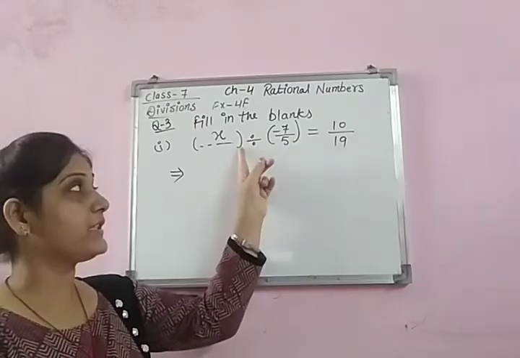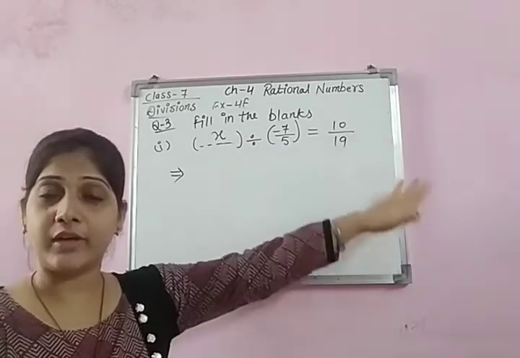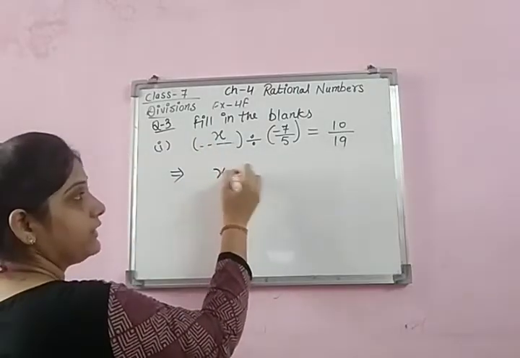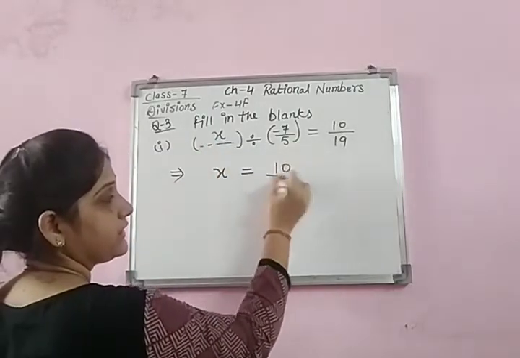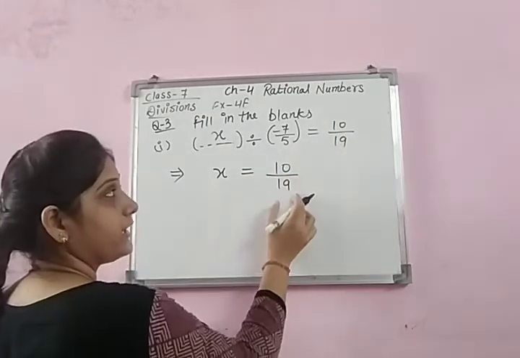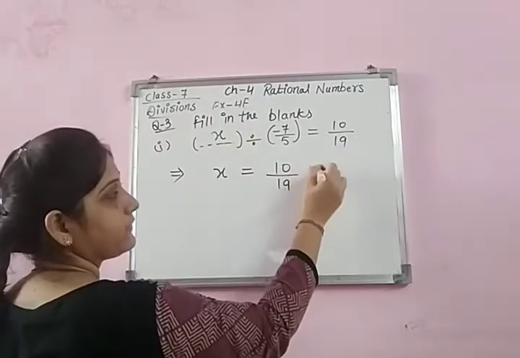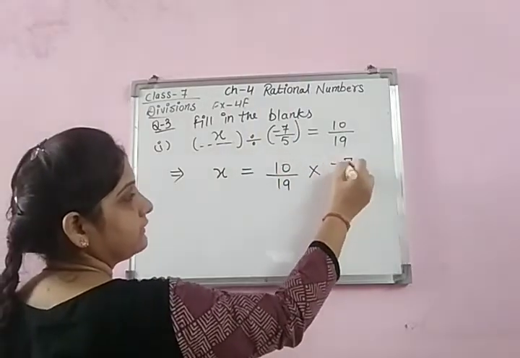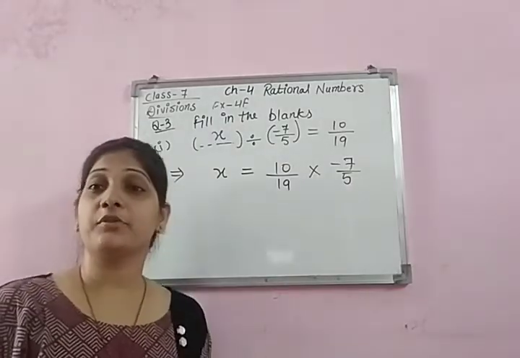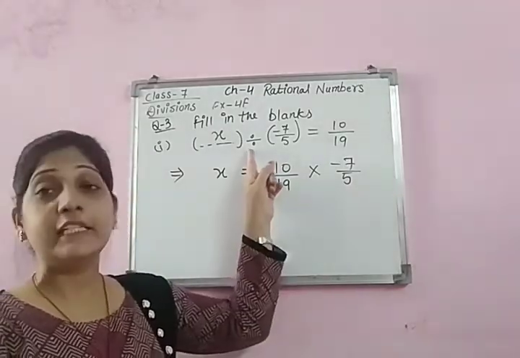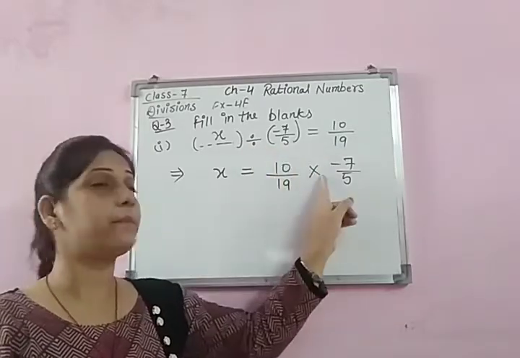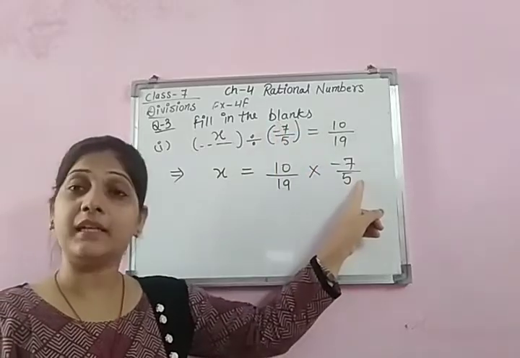Minus 7 upon 5 is in division. When it goes on the right hand side, it will become multiplication. So x remains here only. 10 by 19 is already there. Please remember it comes first because it is already here. It will go at the back with a multiplication sign: minus 7 upon 5. I hope it's clear. Please don't do the reciprocal because we are changing the position. Because of changing the side, the divide becomes multiply, so the number remains as it is.